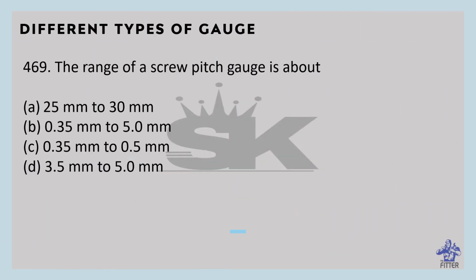The range of screw pitch gauge is about 0.35 mm to 5 mm.